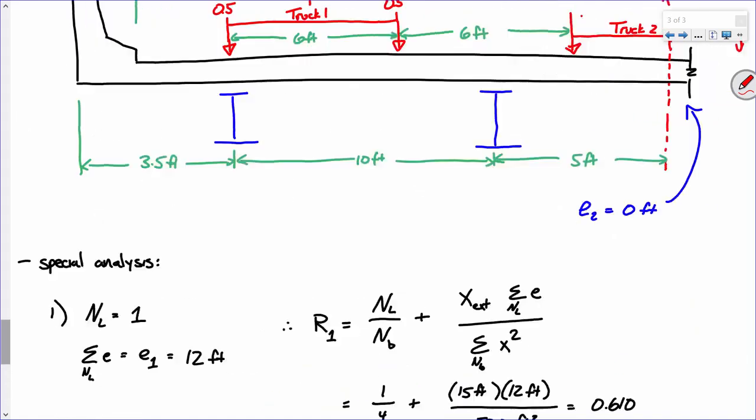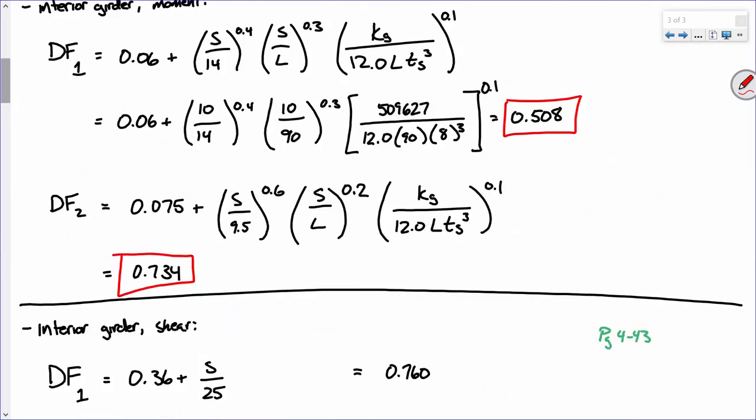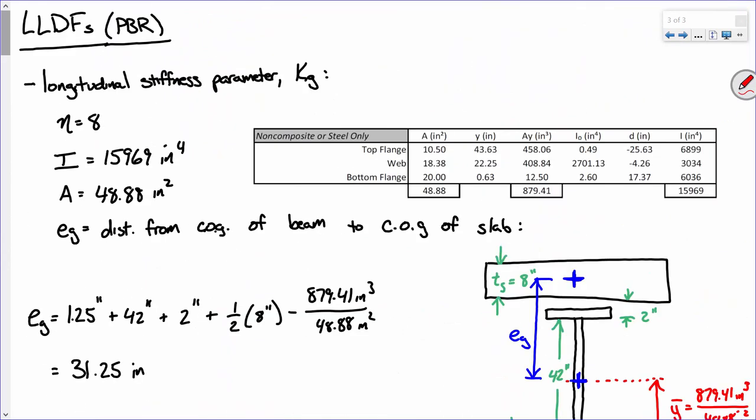kg, we computed this. Let me scroll up. We did a lot. Remember, the first thing that we computed was this term kg. We used kg in some of our distribution factors. So, because of that, we've got to go back and compute the negative bending distribution factors that are appropriate.